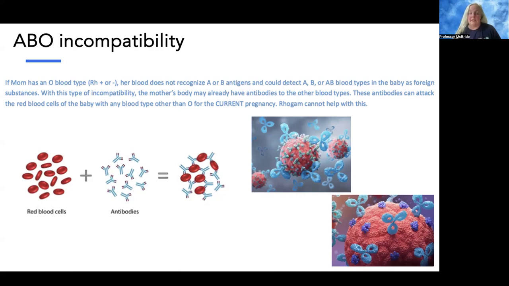This is not typically as significant as the Rh incompatibility in the severe anemia and the things that can cause, but this definitely can be a setup for jaundice for the baby.